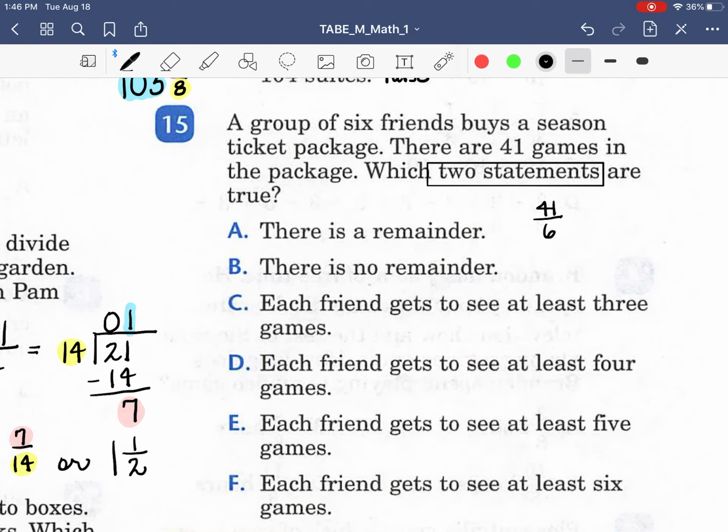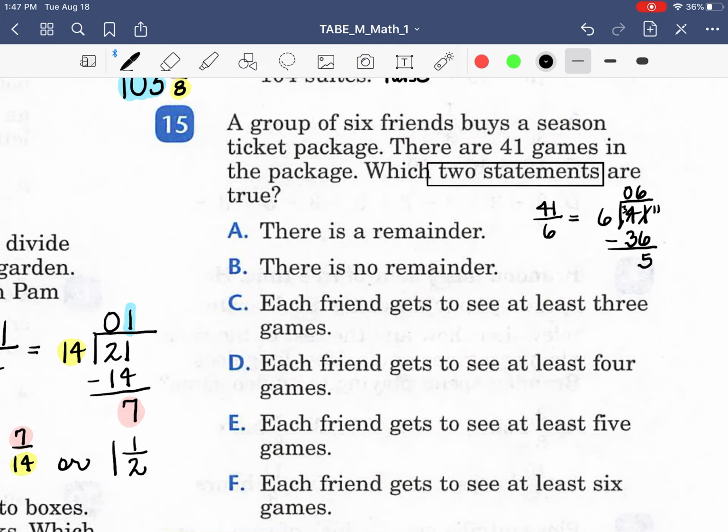So 41 games, 6 friends. That would be 41 divided by 6. And 6 can't go into 4, so we need to go to 41 without going over. 6, 12, 18, 24, 30, 36, 42 is too big. So let's go back to the 6th finger and use the 36.